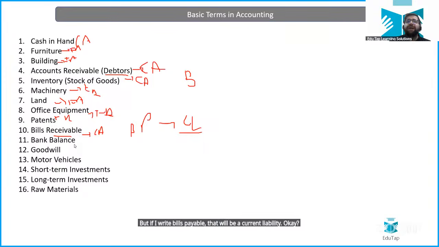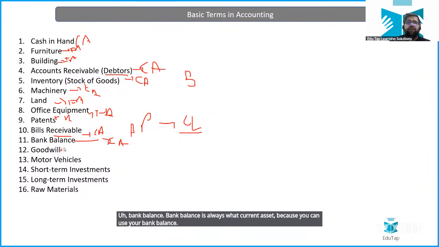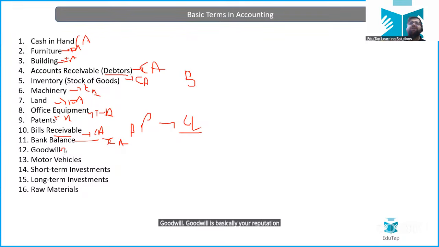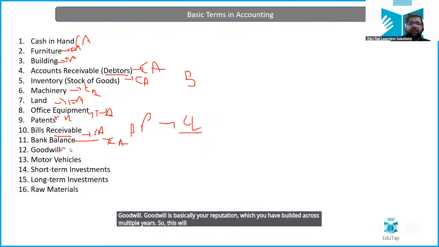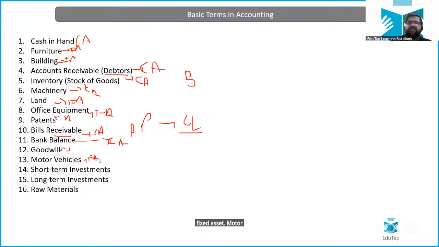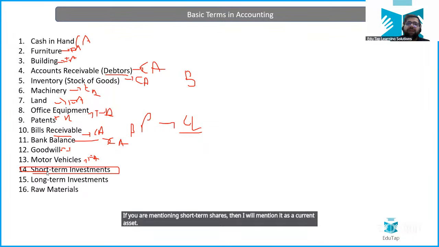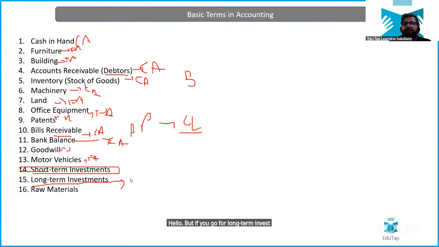Okay. Bank balance. Bank balance is always what? Current asset, because you can use your bank balance. Goodwill is basically your reputation, which you have built across multiple years. So this will again be a fixed asset. Motor vehicles, again fixed asset. Short-term investments. Some people were writing about shares, right? So once you write shares, I will take it as long term. If you mention short-term shares, then I will mention it as a current asset. But long-term investments will be my fixed asset, or non-current assets, and short-term investments are basically your current assets. Raw material is again your stock, which will be a current asset.